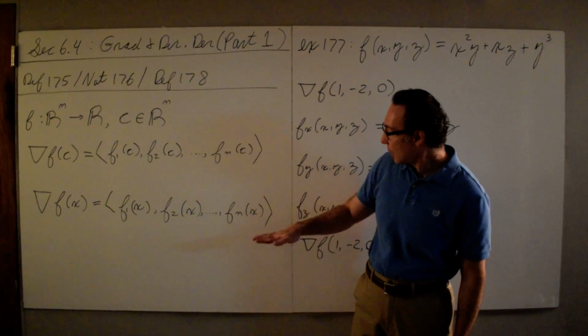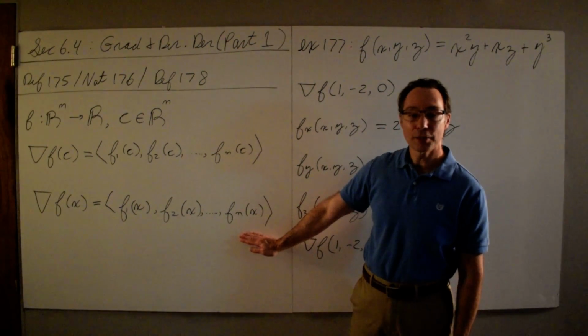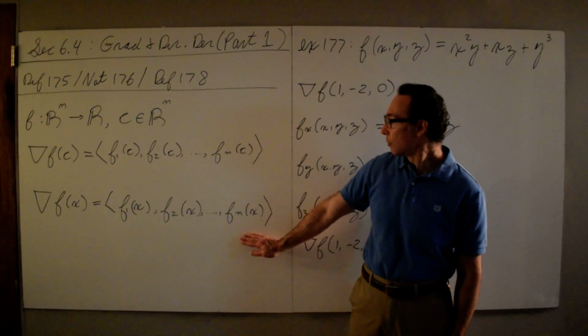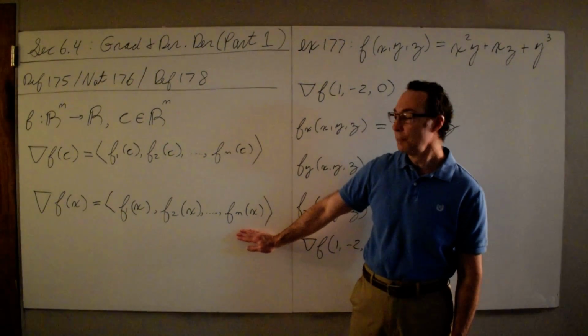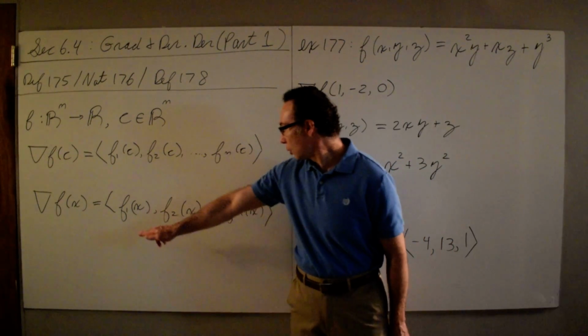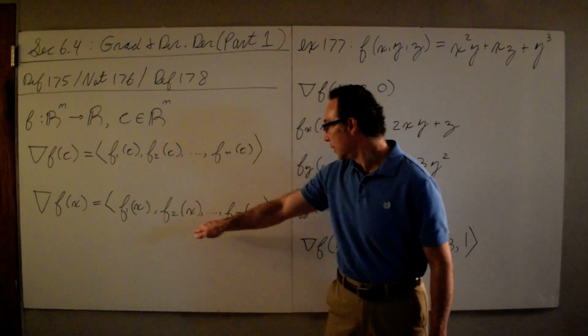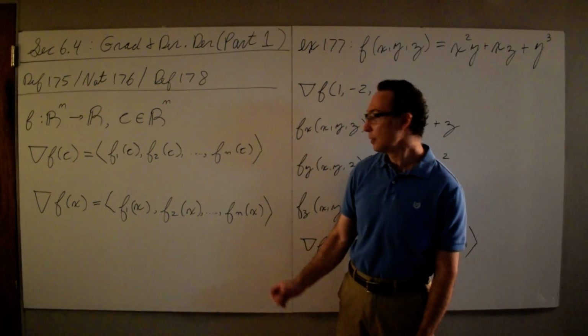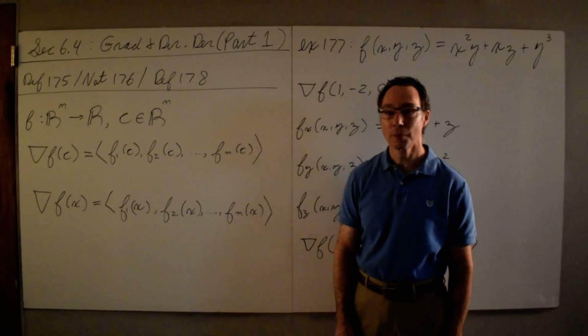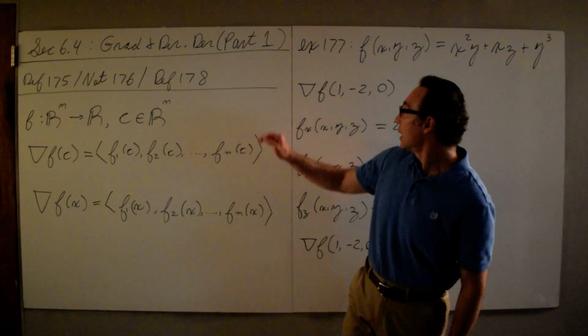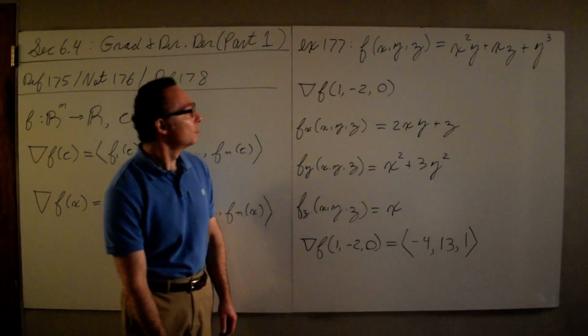And then we can look at the gradient of f as simply a function from R^n into V_n, where we calculate the partial derivatives, and then we can substitute a variable in, assuming that the partial derivatives exist at these variables. And so now we'll look at example 177.